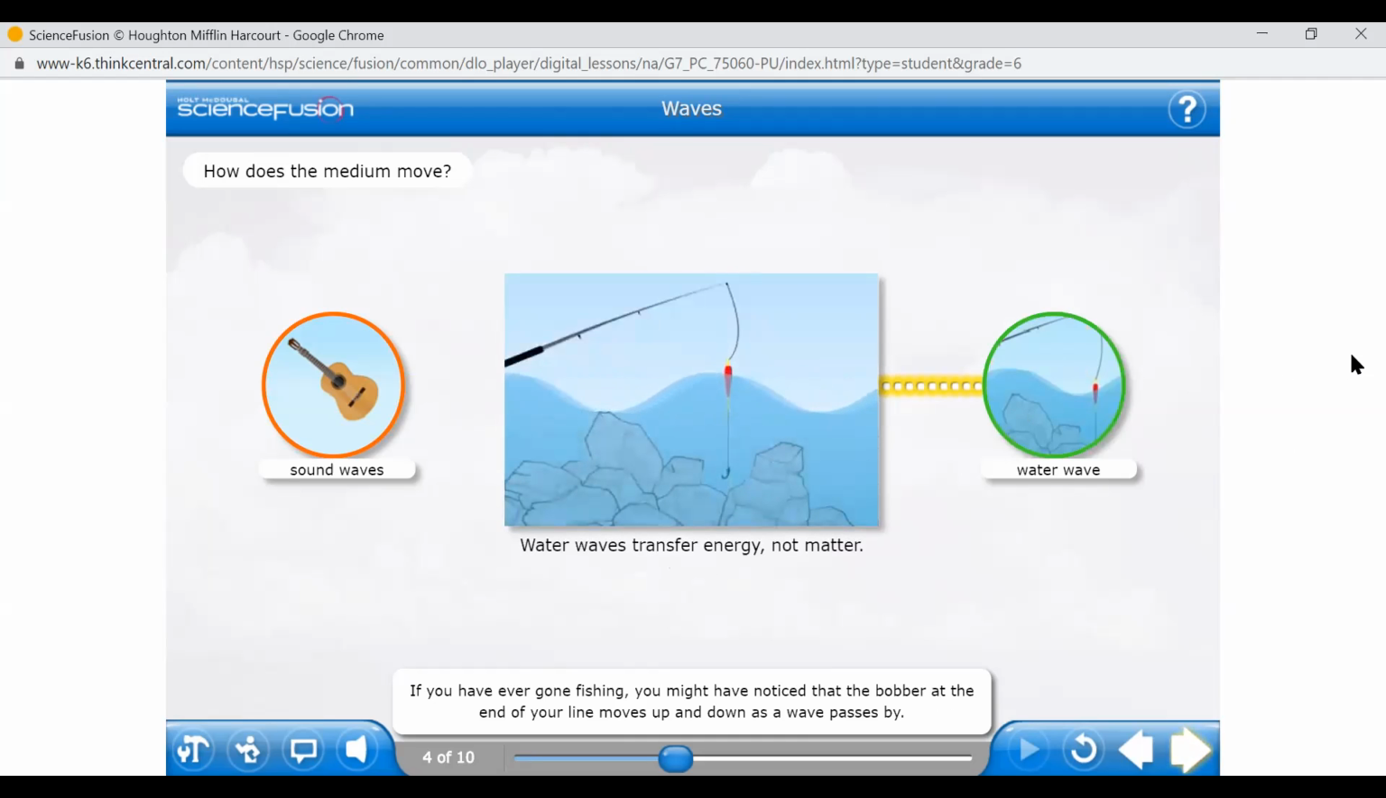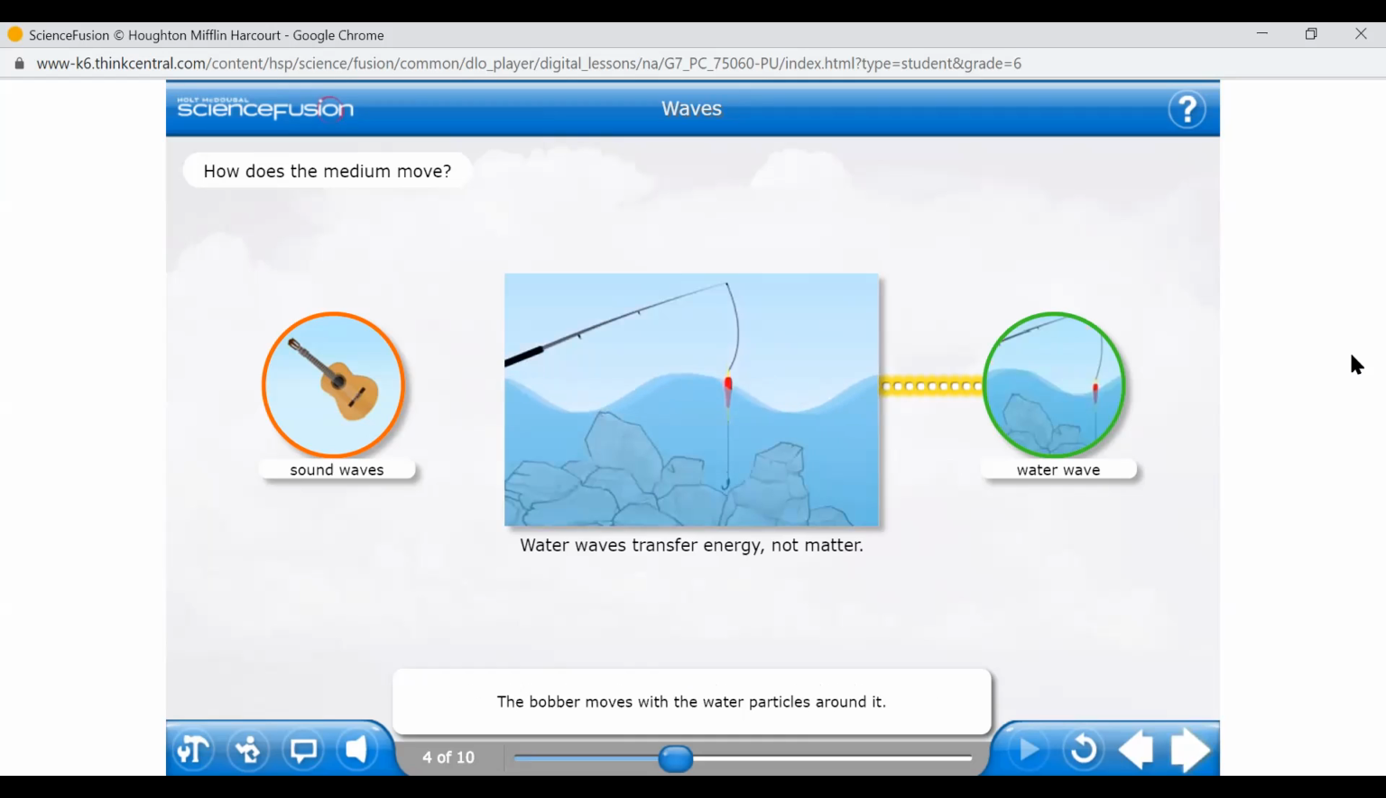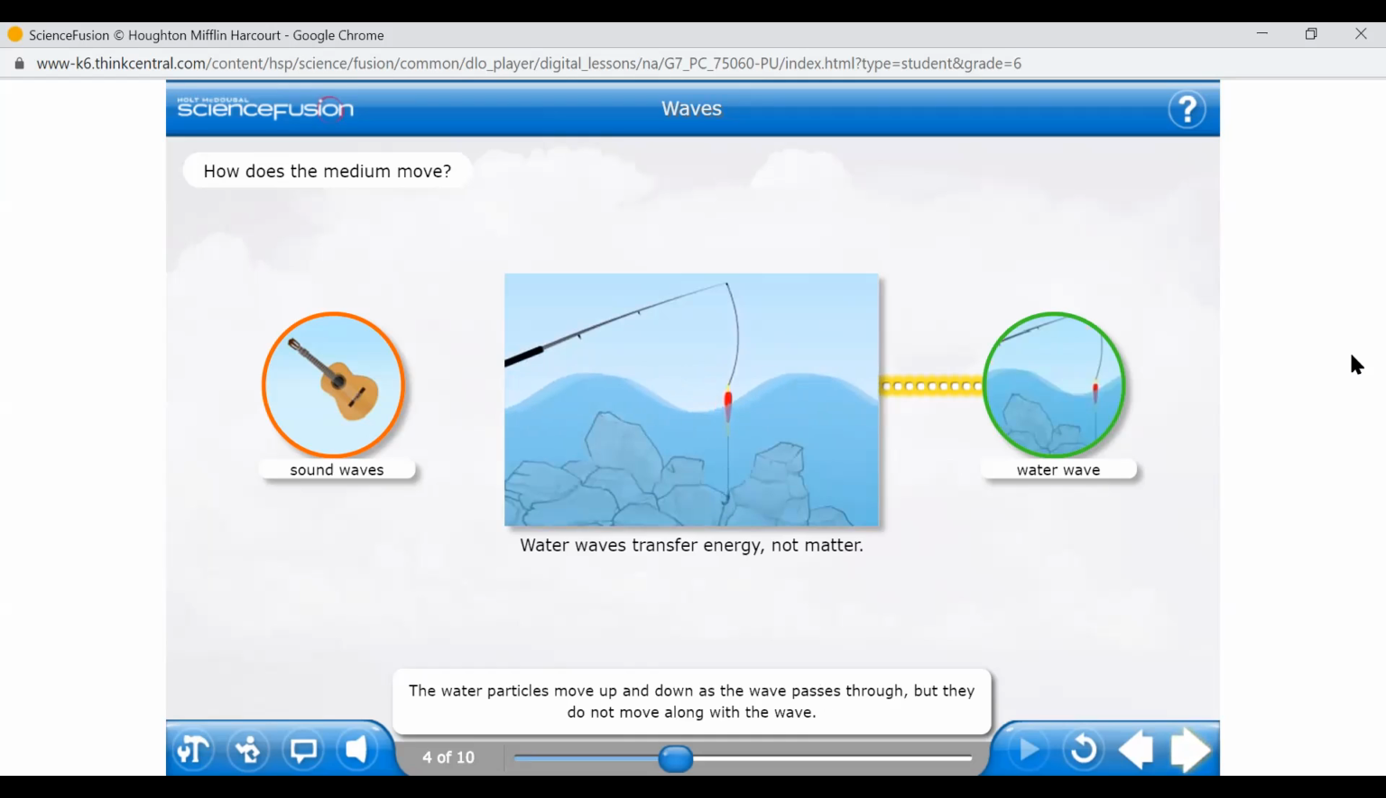If you have ever gone fishing, you might have noticed that the bobber at the end of your line moves up and down as a wave passes by. The bobber moves with the water particles around it. The water particles move up and down as the wave passes through, but they do not move along with the wave. Instead, they transfer the energy to other water particles along the direction the wave is traveling. Energy from the wave is transferred from place to place, but the matter in the medium simply moves up and down a little bit as the energy moves through it.